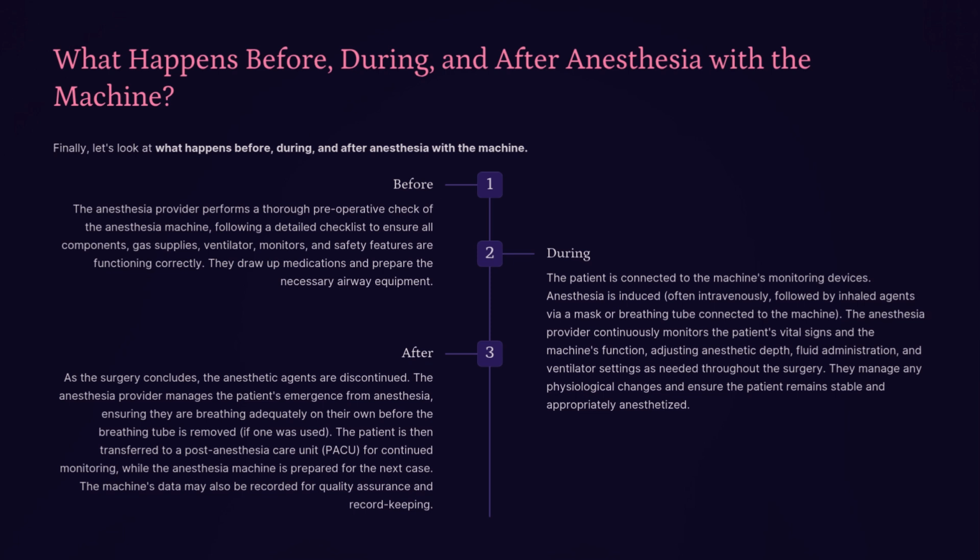After, as the surgery concludes, the anesthetic agents are discontinued. The anesthesia provider manages the patient's emergence from anesthesia, ensuring they are breathing adequately on their own before the breathing tube is removed, if one was used. The patient is then transferred to a post-anesthesia care unit, PACU, for continued monitoring, while the anesthesia machine is prepared for the next case. The machine's data may also be recorded for quality assurance and record keeping.